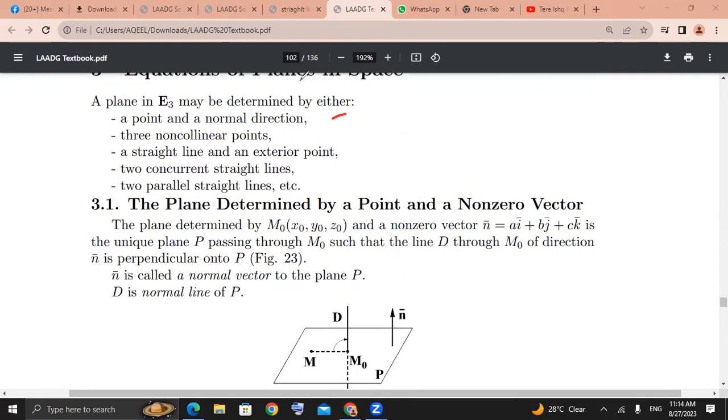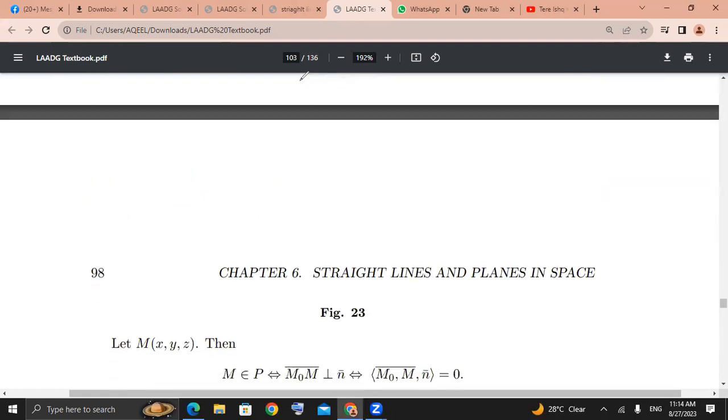Here we have some cases. One is when we have a point and a normal vector, a normal direction, as we have done earlier. When there are three non-collinear points, as I already said, if u cross v is equal to 0 then they are collinear, and if it's non-zero, then non-collinear. Is it clear? Yeah. And in the third part, he says a straight line and an exterior point. So we are looking toward its solution. How can we solve this?